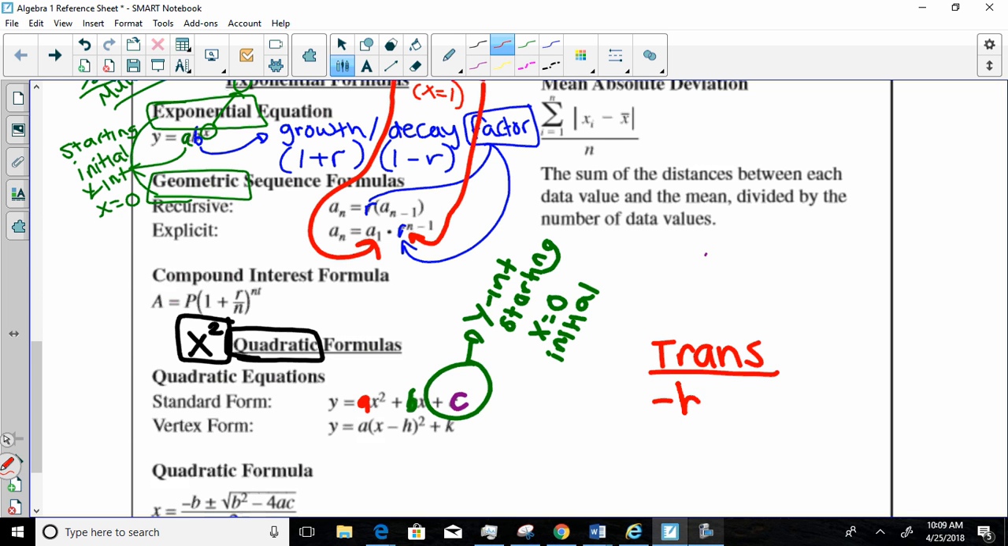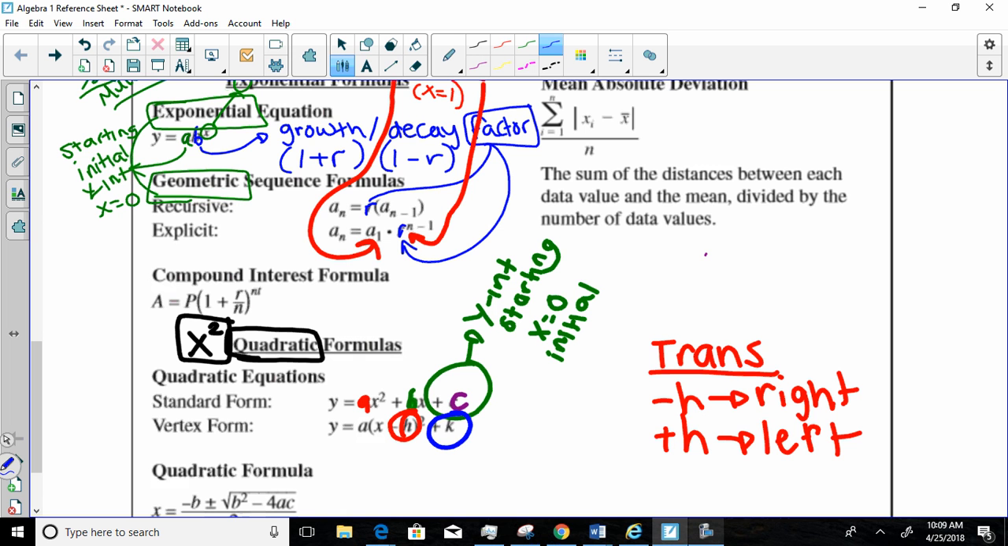So minus h is which direction? To the right. Plus h, to the left. And they're talking about this h right here. What about plus k? Up. Plus k, moving up, minus k, moving down.